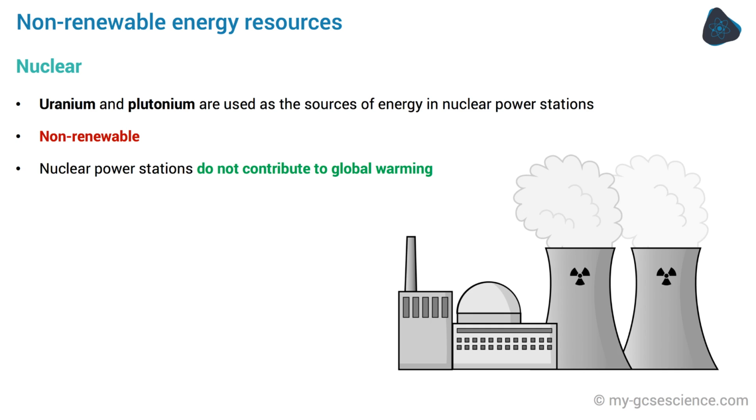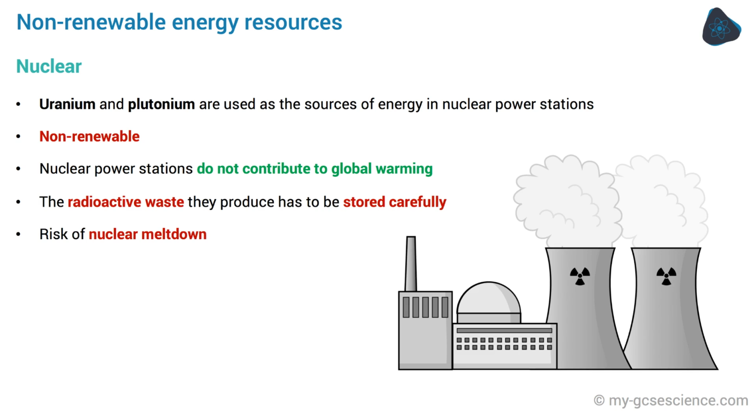Nuclear power stations don't release harmful polluting gases and so don't contribute to global warming, but the radioactive waste they produce has to be stored away carefully. There's also a small risk of a nuclear power station undergoing meltdown, a process which can release large amounts of dangerous radioactive material into the atmosphere and surrounding area.